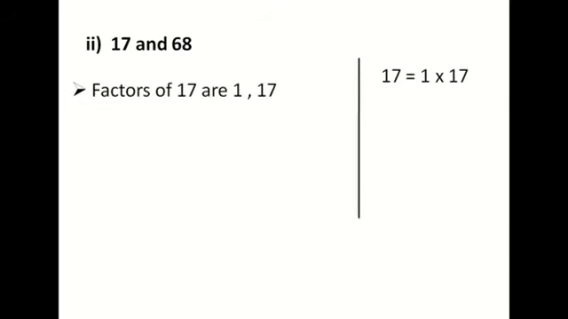Let's work out one more sum. 17 and 68. You have to find out whether they are co-prime or not. So what will you do? Start factorizing in your working column. First 17, then 68. For 17, what will you write? 17 ones are 17. That's all, nothing more than that. So factors of 17 are 1 and 17. Okay, let's go for 68. Please try it.